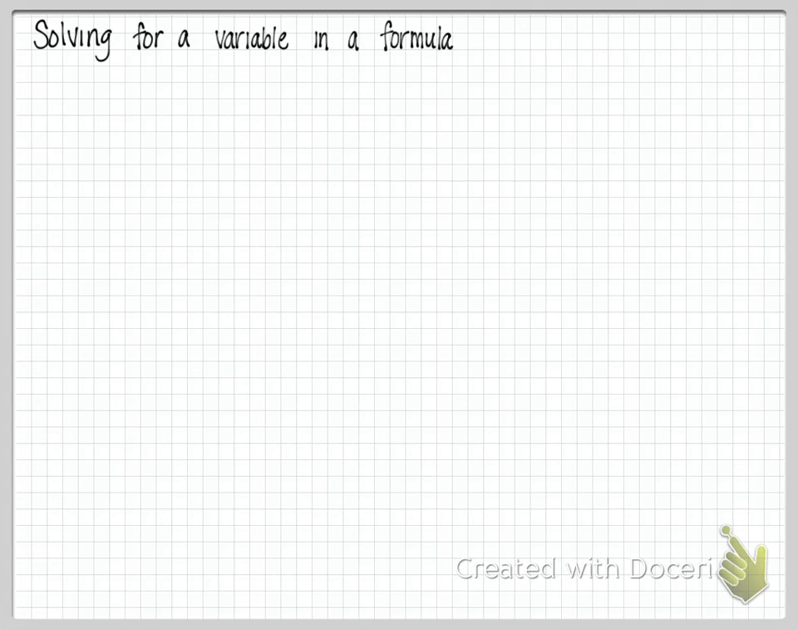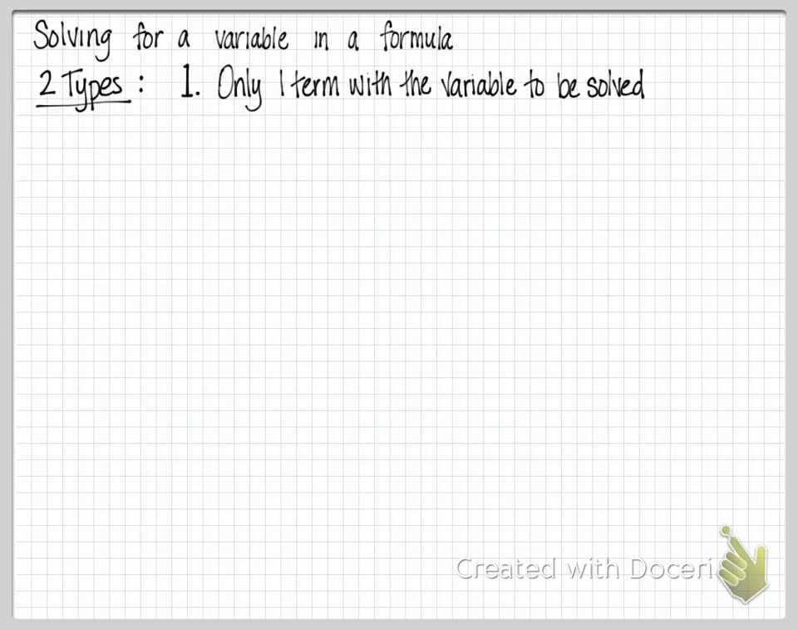This video is on how to solve for a variable when you have a formula. There's two different types. We're going to talk about the first one here. The first type is a formula where there's only one term in that formula that has the variable that we're trying to solve for. We'll look at an example.